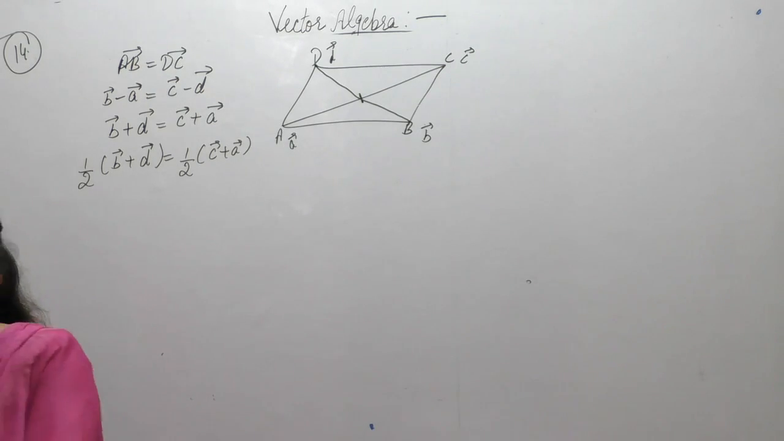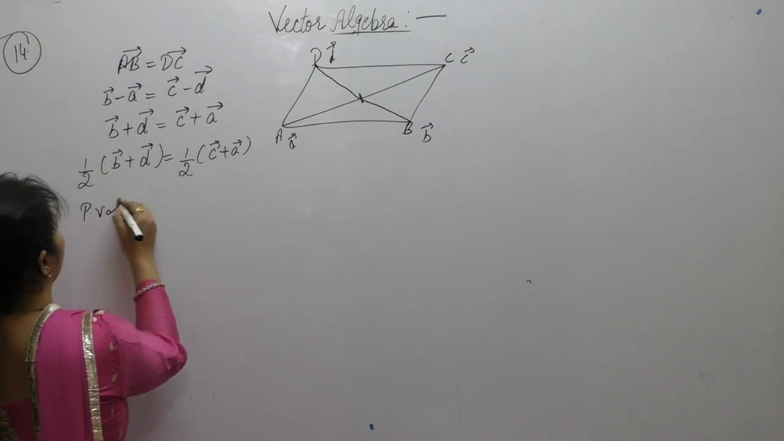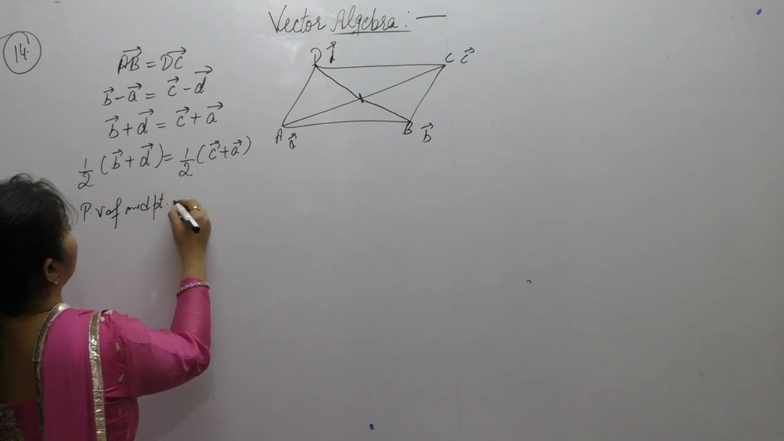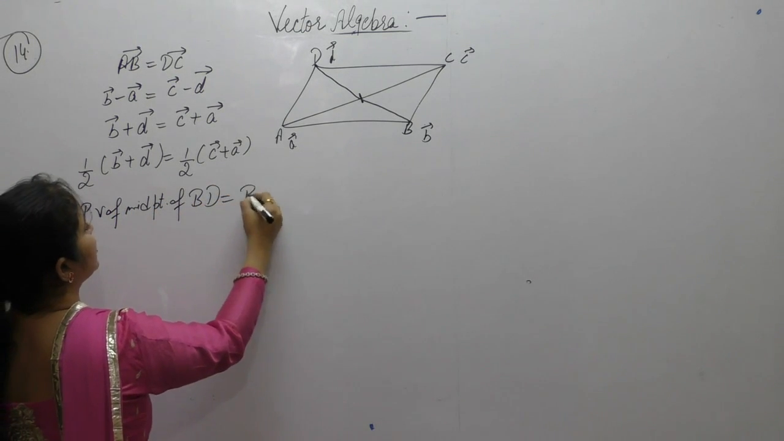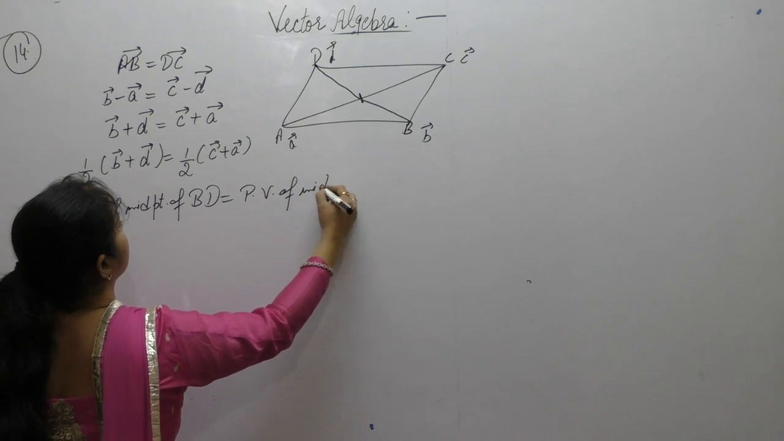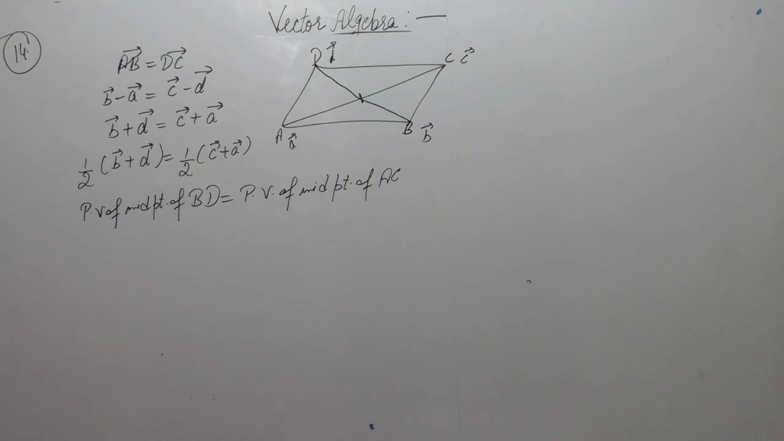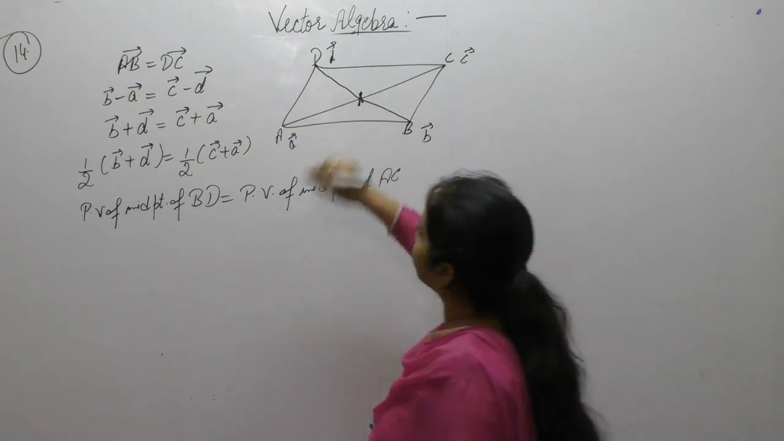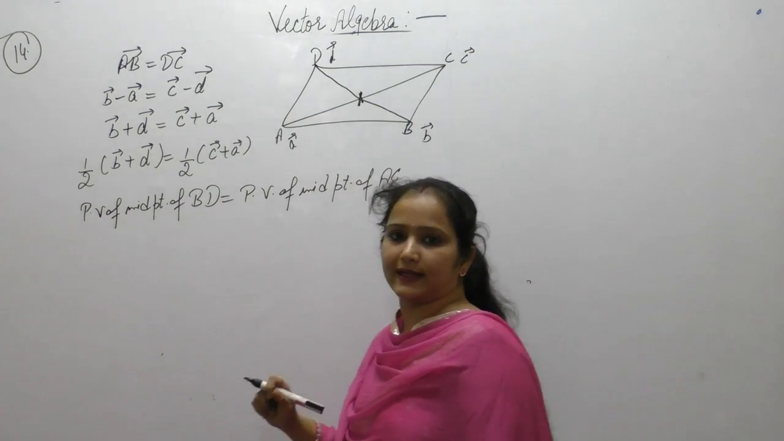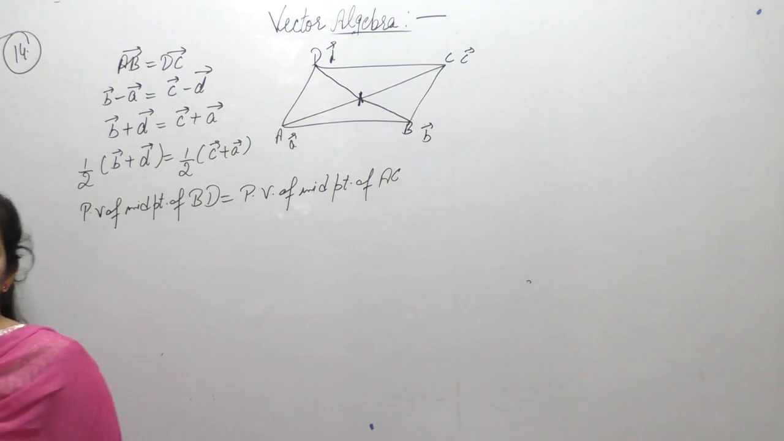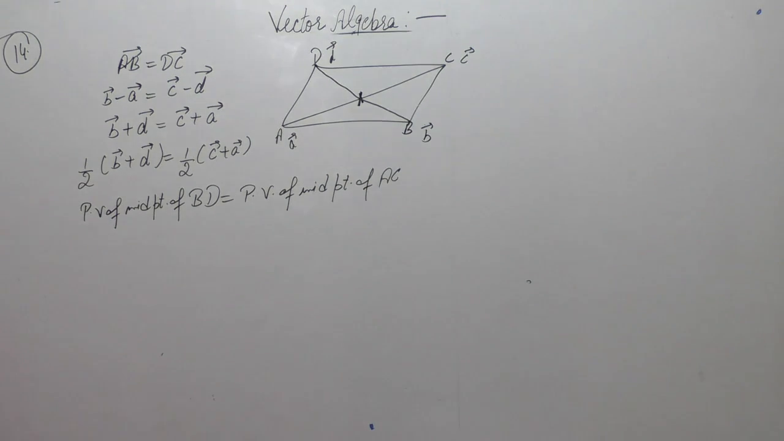Now the position vector of the midpoint of BD is equal to the position vector of the midpoint of AC. Thus the point which bisects AC is also bisecting BD. Since the diagonals are bisecting each other, therefore diagonals of a parallelogram bisect each other.